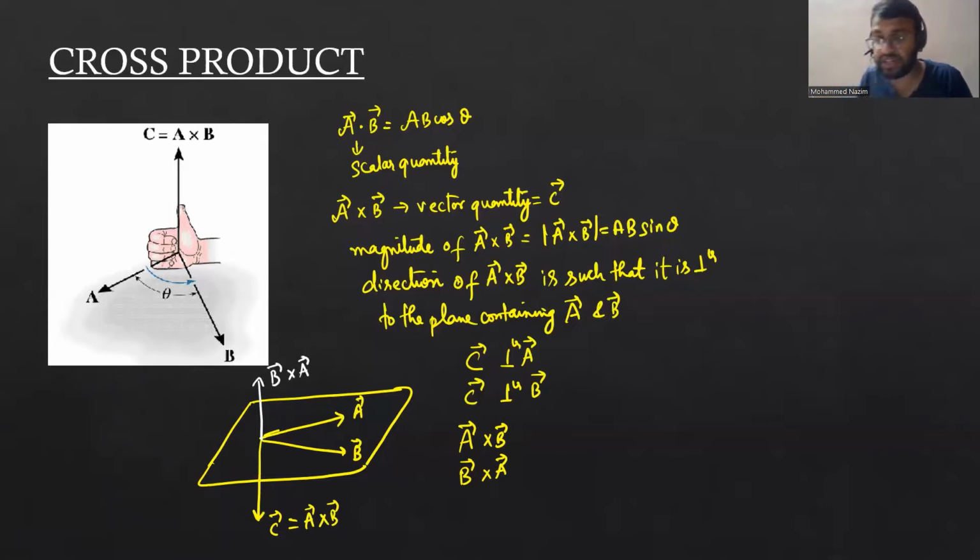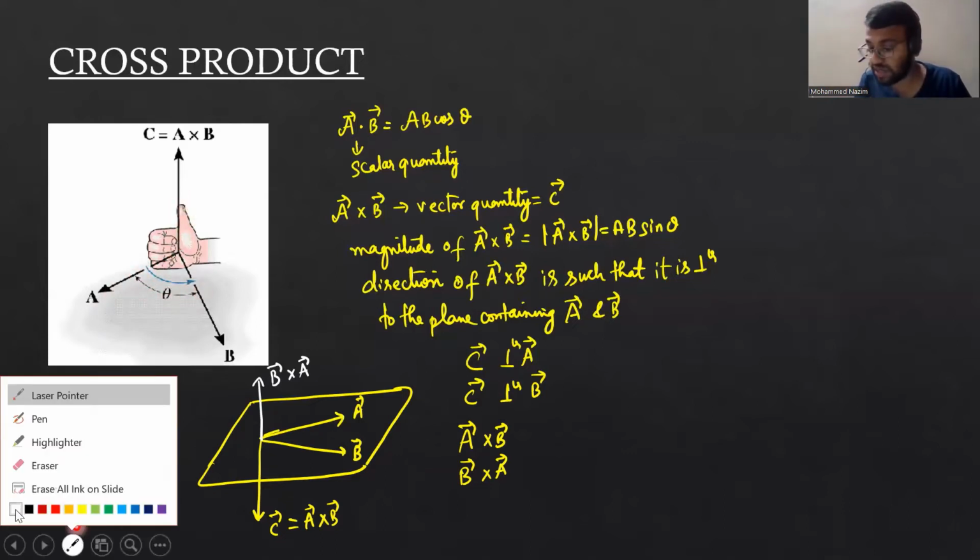In whichever direction you are pointing, that will be the first vector. If you're finding A cross B, you point the four fingers in the direction of A and then curl or rotate towards B, correct? The thumb will give you A cross B. If you first want B cross A, you point in the direction of B and rotate towards A, and B cross A is in the upward direction. It is clearly mentioned in the diagram.